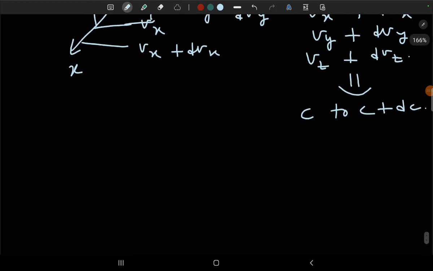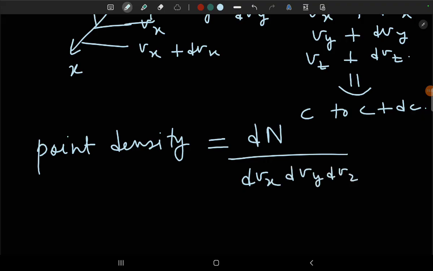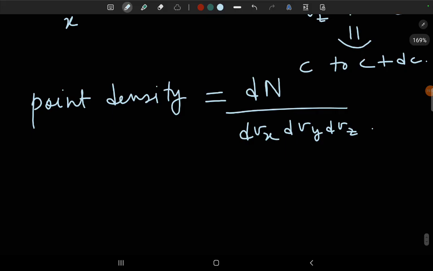And we again go back to what should be the point density here. The point density was nothing but the number of molecules which lie in this range of c to c plus dc, divided by the volume element, which will be dvx times dvy times dvz. For now we will treat these infinitesimal terms as simple fractions.